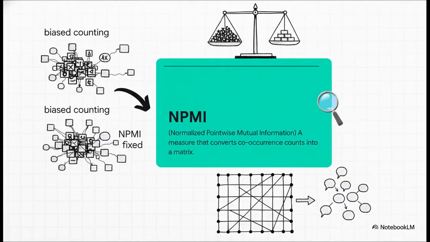So we need to go beyond just counting words. If you only count how often words appear near each other, common words will dominate everything. That's where this thing called NPMI comes in. It's a clever statistical trick that fixes this bias. It basically measures how much more likely 2 words are to hang out together than you'd expect by pure chance. It gives you a much cleaner signal of their real relationship.